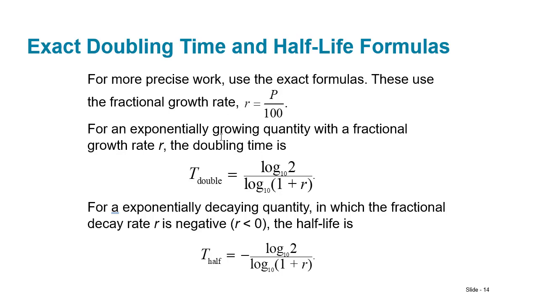So for an exponentially growing quantity with a fractional growth rate of R, the doubling time is simply log base 10 of 2 over log base 10 of 1 plus R. And log base 10 on your calculator is just going to be log, L-O-G. Any calculator that has a button that says L-O-G, that's base 10. Base 10 is the standard log, and if you see a button that's LN, that's the natural log, which is base e. But we're using base 10 here. So you have just log of 2 over log of 1 plus R.